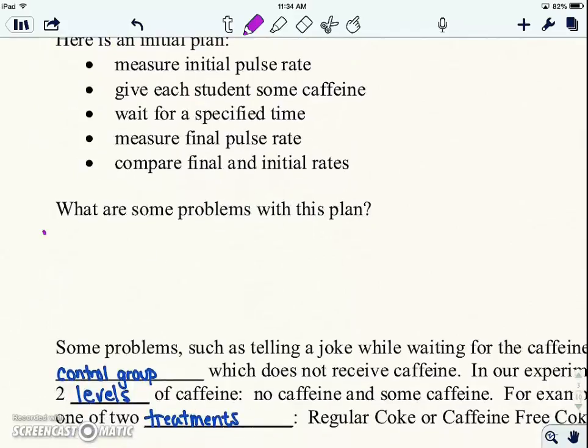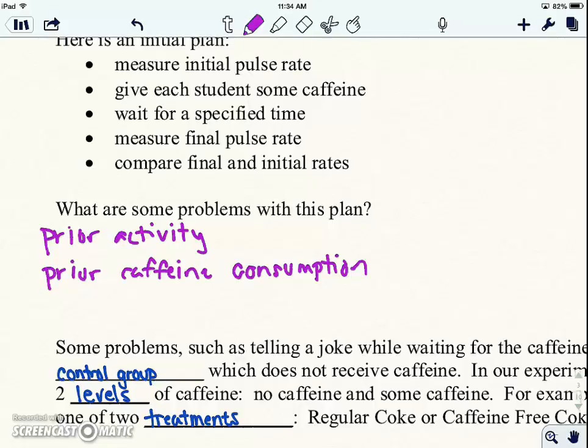If I were to ask you, I bet you guys would come up with prior activity. What if before you came to class, you were at Maverick and you had to run here, sit down, and then I took your initial pulse rate. And then I gave you caffeine. Your heart rate was already fast, so maybe the caffeine is not going to affect it as much. What about maybe while you were at Maverick, you already had some caffeine, so prior caffeine consumption. Along the same lines, maybe you have a caffeine tolerance.